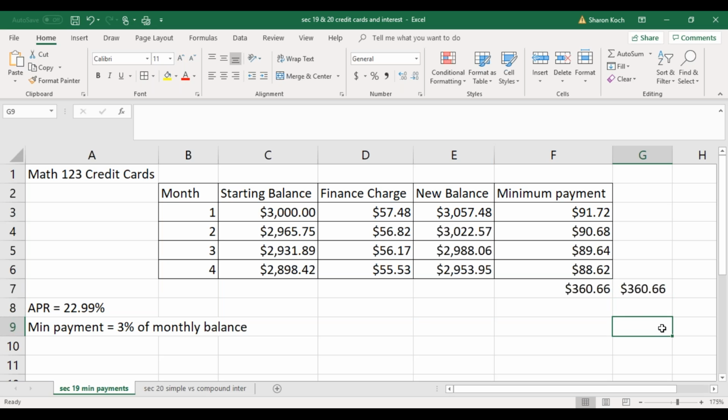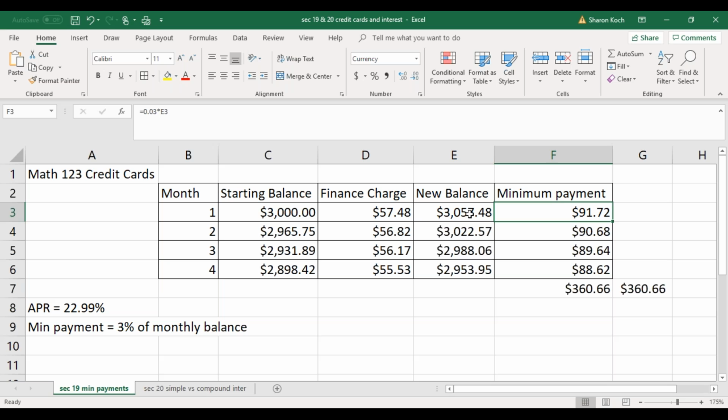$360.66. Okay. Now I'm using that as a reference because I'm going to change something, the new balance. So I'm going to come back to this first location here, this new balance. So let's take a look at that. My new balance is here, and my minimum payment is based on this new balance here.